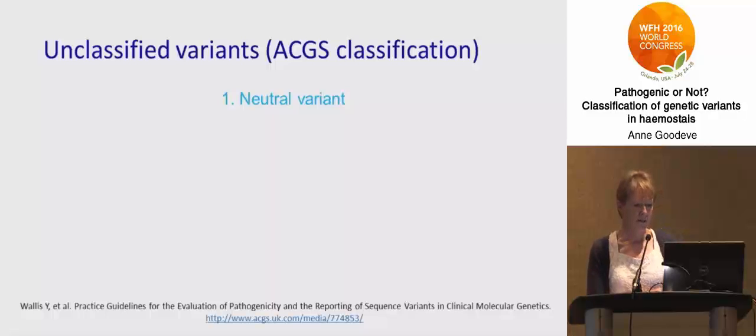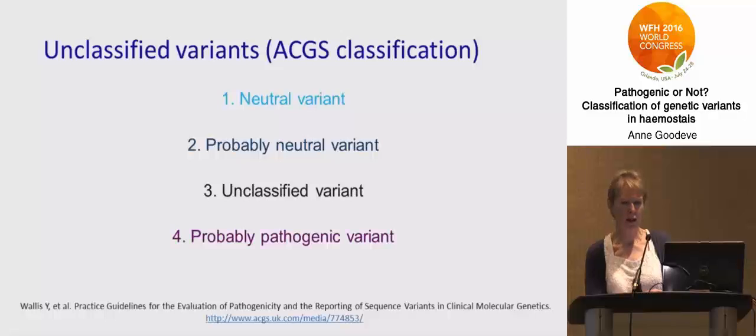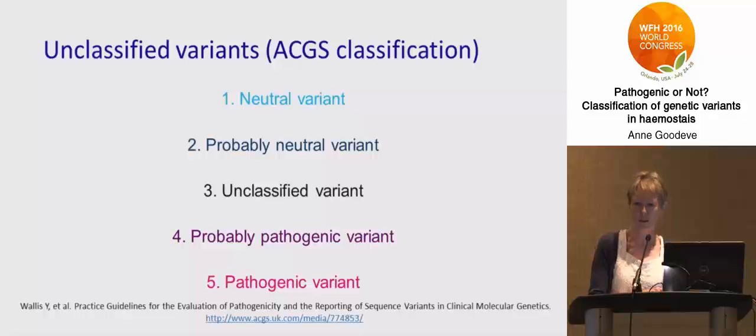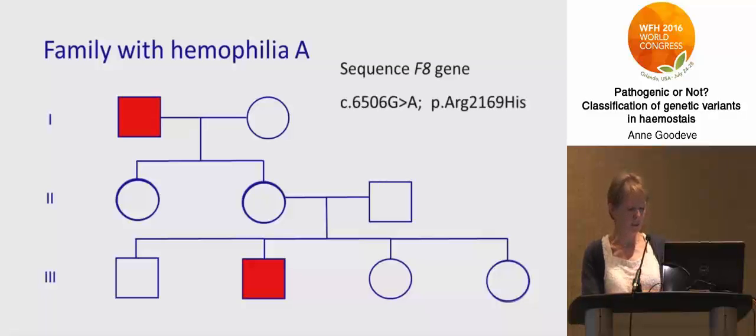So these are the classifications used by the Association for Clinical Genetic Science classification. 1 is a neutral variant, 2 is probably neutral, 3 are the annoying class in the middle, where they're unclassified and there's generally not enough evidence to lead you one way or the other. 4 are probably pathogenic, and 5, there's good evidence for their pathogenicity. So this is the scheme that we use to help us classify the variants that we identify.